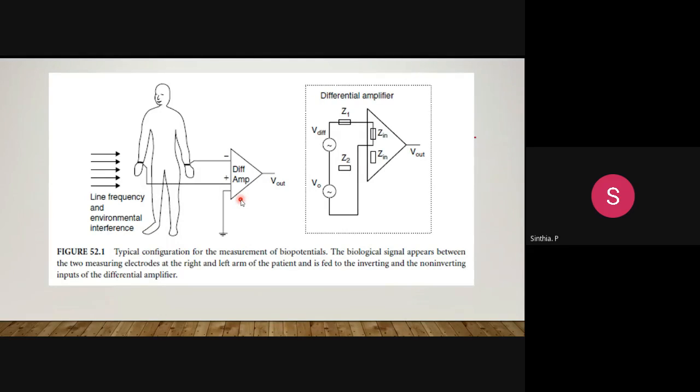These are the considerations while designing a differential amplifier to measure the biopotential. A high signal to noise ratio will require the use of very low noise amplifiers and the limitation of the bandwidth also.